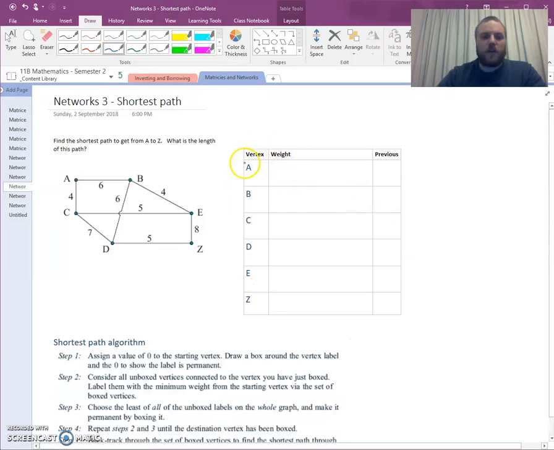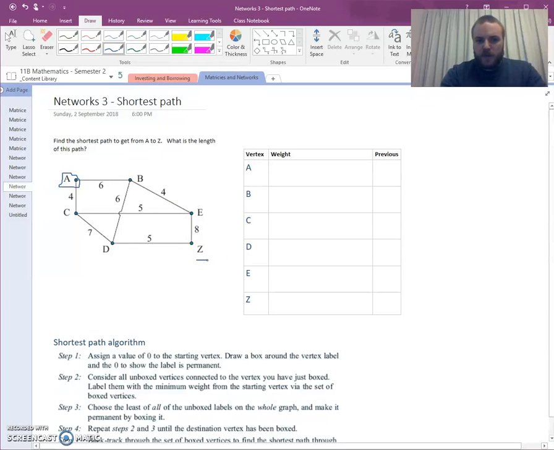We've got the first column is the vertex: A, B, C, D, E, and Z. Then we've got the combined weights. So remember, weight is like time, distance, or money that's associated with each edge of the network. And then we've got the last column: where have we come from? What's the vertex we just came from? So we've got to start here at A and get down here to Z.